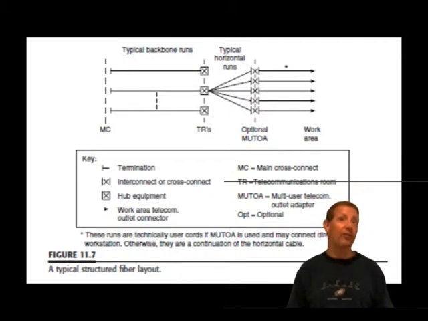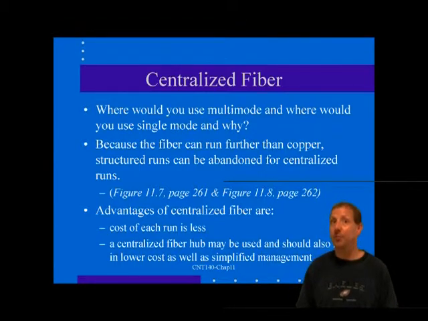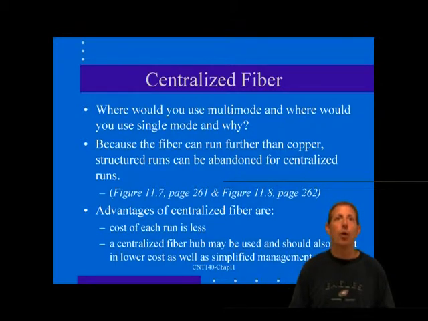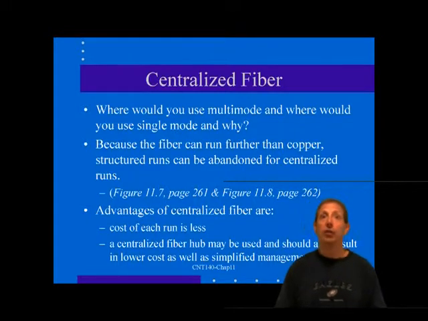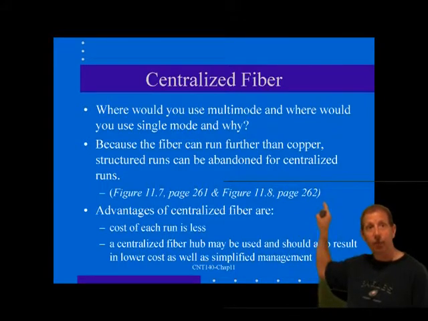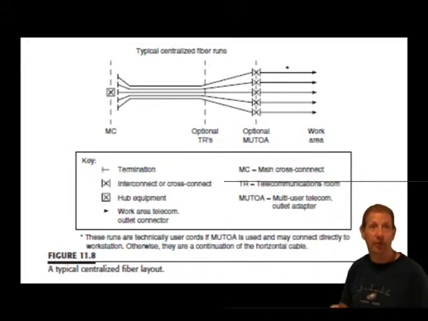So if we talk about centralized fiber cabling in the TSB72 and the TIA 568C, fiber optics can support distances far in excess of those which copper pairs fail to work. In recognition of this fact, it is often possible to make a fiber run all the way from a central equipment room or MC directly to the work area. The topology shown here is what we're talking about. In this arrangement, the structured approach is abandoned for the fiber connections and is replaced by centralized fiber cabling. Centralized fiber has two primary advantages.